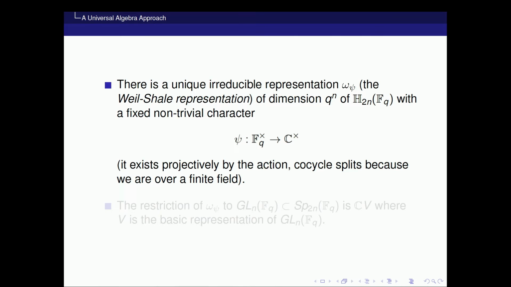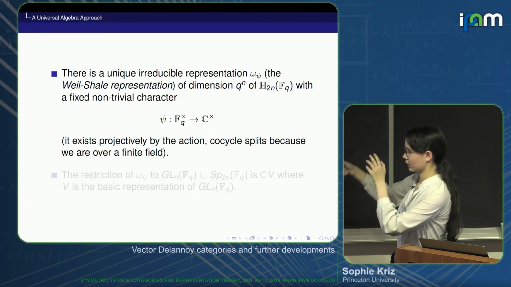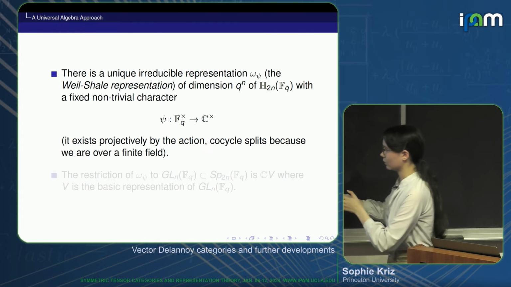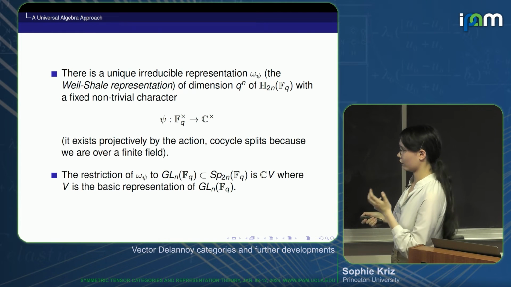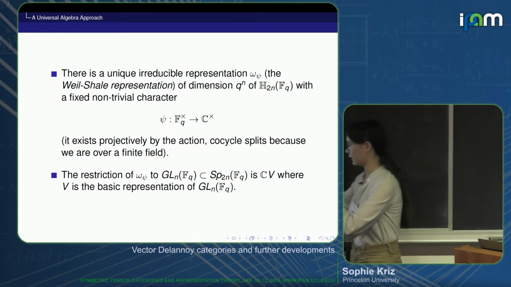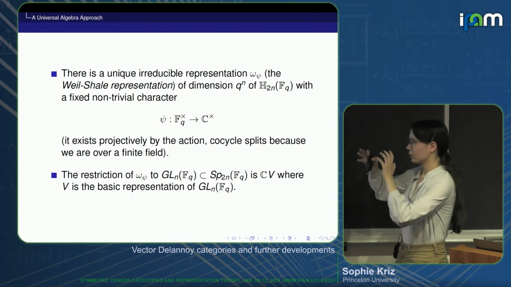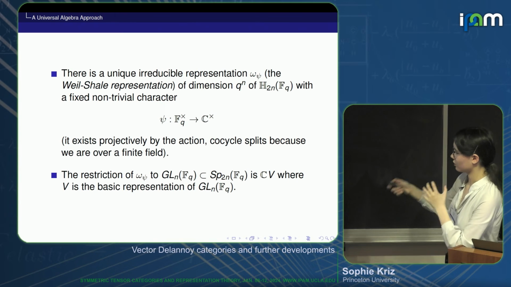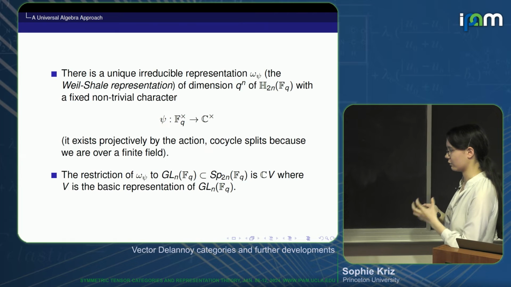And since we're working over F_q, we know that there is a unique irreducible representation omega_psi, which will be of dimension q to the n. It's a representation of H_2n of F_q, and we fix some multiplicative character psi going from F_q to C cross. Since we're working over F_q, it extends to the semi-direct product of H and Sp. And if we look at the inclusion of GL_n of F_q in Sp_2n of F_q, the restriction of omega will just be C[V], where V is the basic representation of GL_n of F_q.